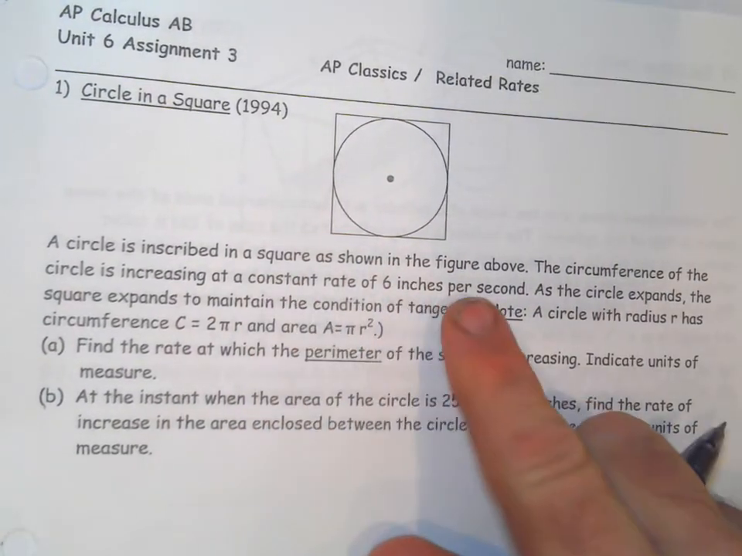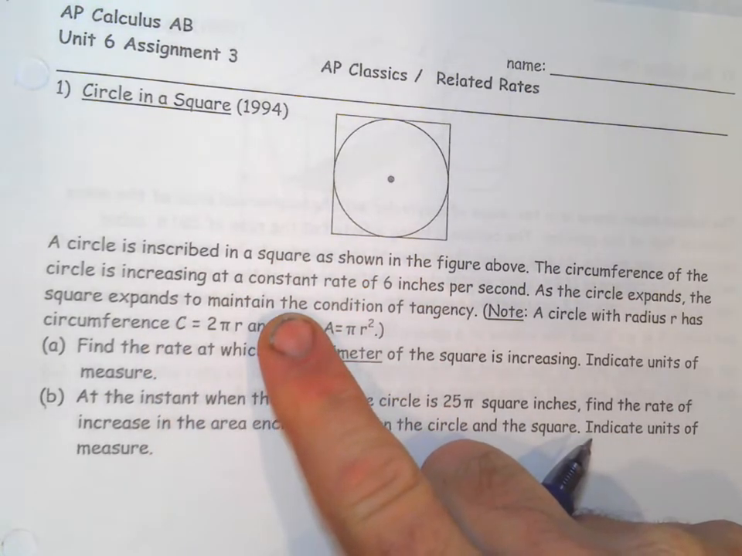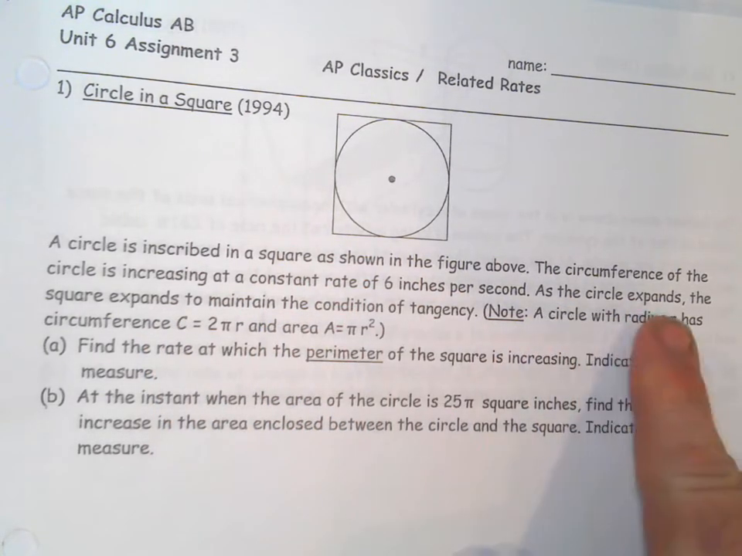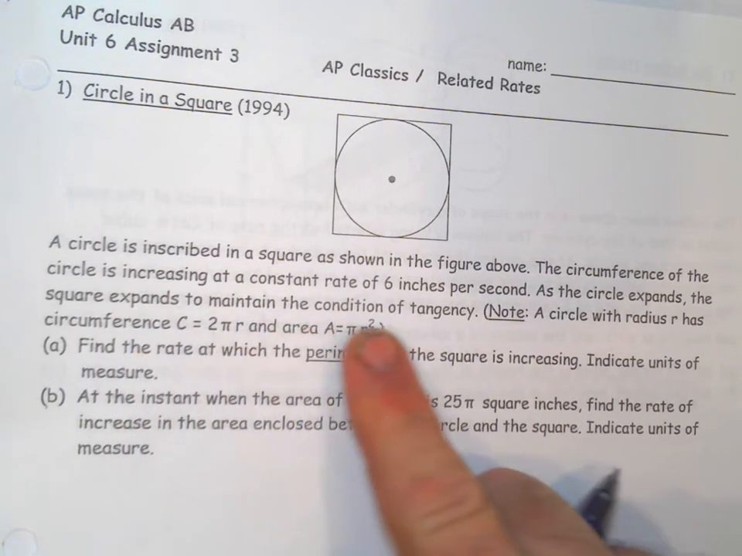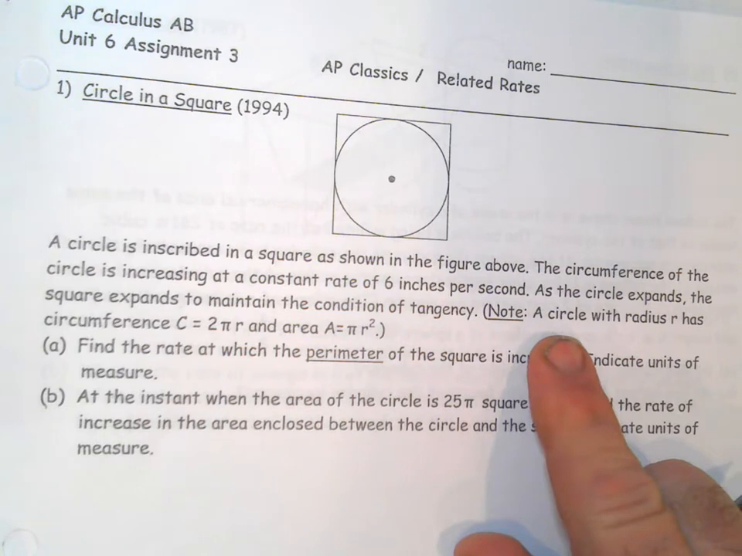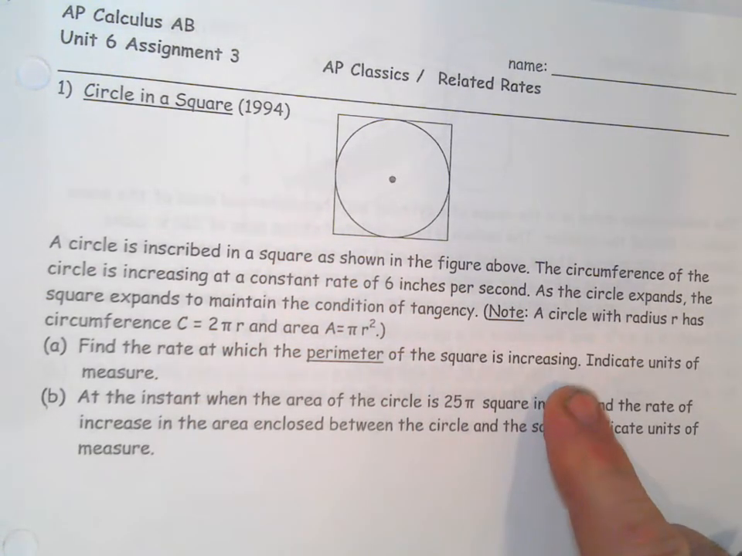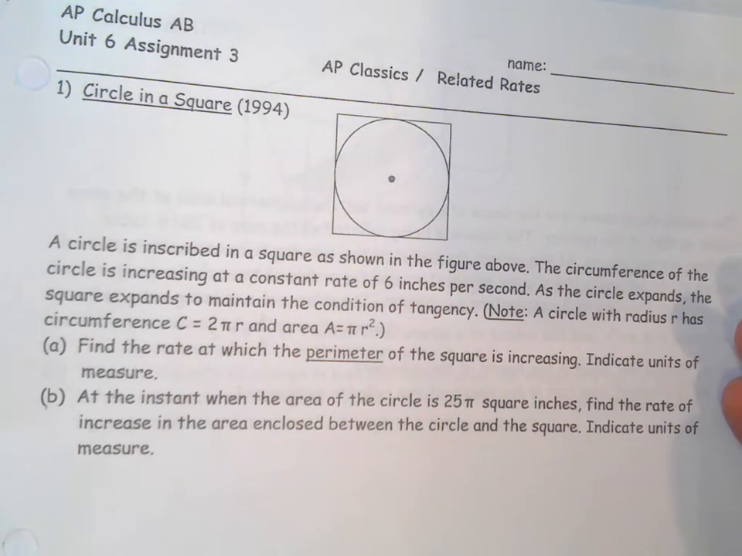A circle inscribed in a square, showing a figure where the circumference of the circle is increasing. So they're giving you dC/dt. As the circle expands, the square maintains tangency. So the square is getting bigger, the circle is getting bigger. Find the rate at which the perimeter of the square is increasing. So you've got to come up with an expression for the perimeter. Perimeter equals 4s, and then take the derivative. Now you're going to get a ds/dt.